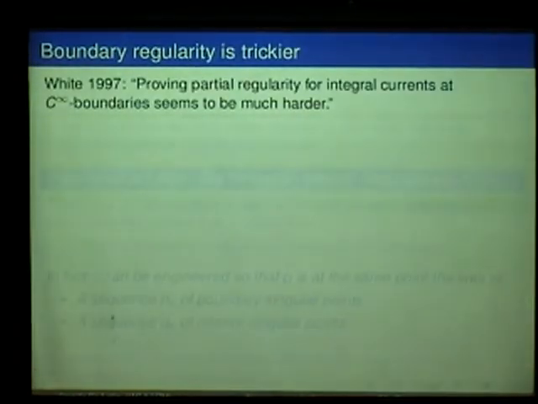Okay, so now, let me actually tell you that this is way trickier than interior regularity. In fact, I'm quoting this paper by White in 1997. This is the paper where he actually showed that if you have a real analytic curve and an area minimizer with controlled topology, then there is no branching point at the boundary.